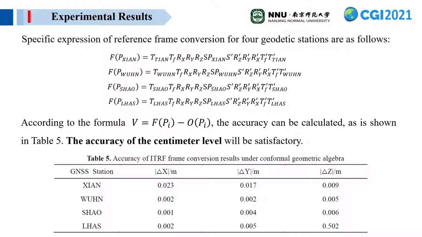After the conversion, according to the formula, the accuracy can be calculated as shown in Table 5. An accuracy at the centimeter level would be satisfactory. It can be seen from Table 5 that the accuracy of the conversion is at the millimeter level, which can meet the accuracy requirements.